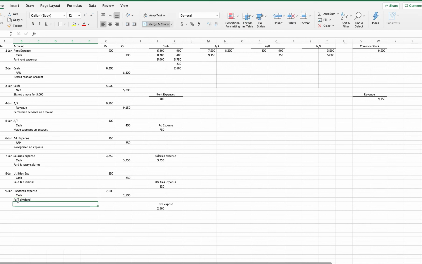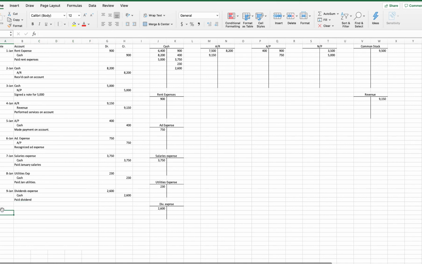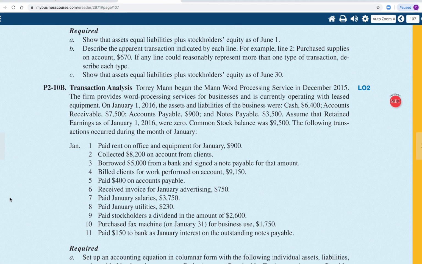Pretty easy. Okay? Now the last one we have is on 1/10, right? So let's see what we do here. They tell us that on 1/10, we purchased a fax machine on January 31st. That makes no sense. Why would they tell us on the 10th that on January 31st we purchased it? Maybe we're not going to take delivery until January 31st. Let's just assume that.